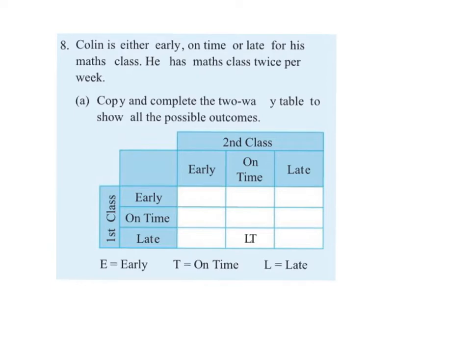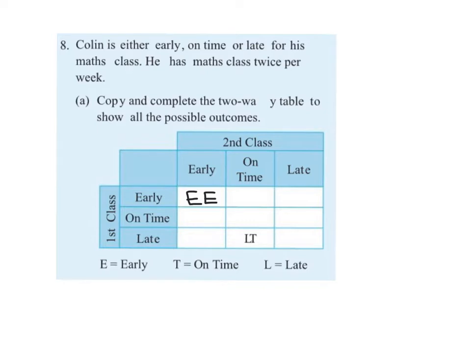So if we look here, we have early, on time and late. You can see they've already filled one in for you, so that's late and on time, LT. They've given you a little key down here as well. L is late, T is on time. So if we fill in that table, I am going to fill in EE here because I have early and early. Then all along this row, my first letter is going to be E, and then my second letter is going to correspond to whatever's on top here.